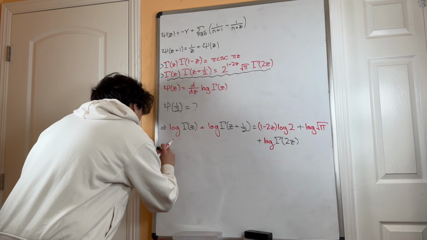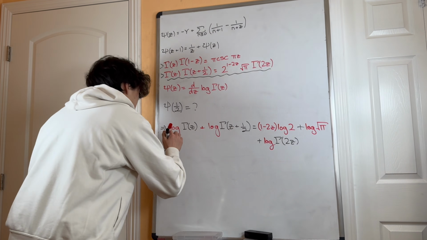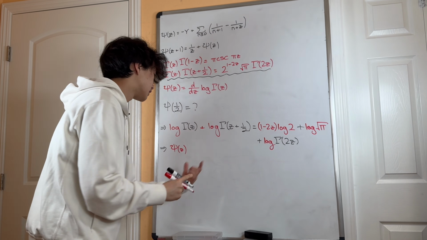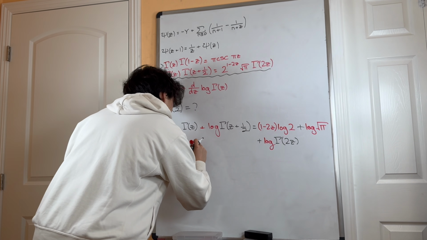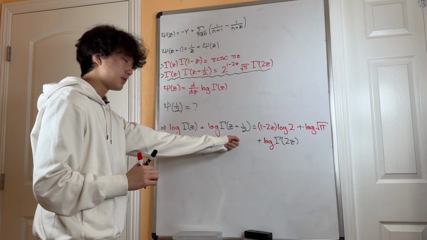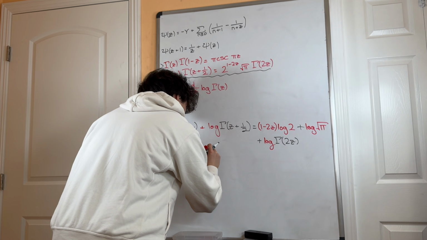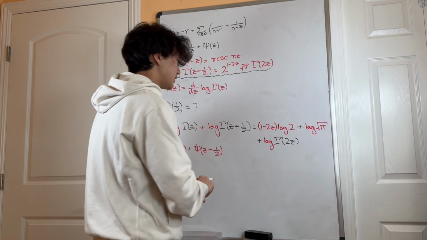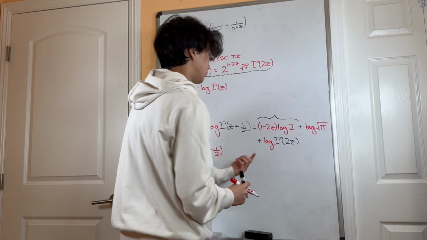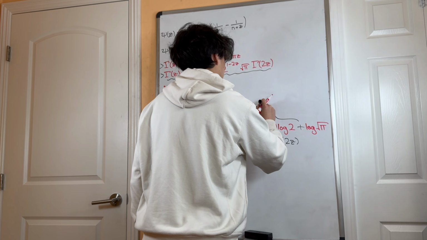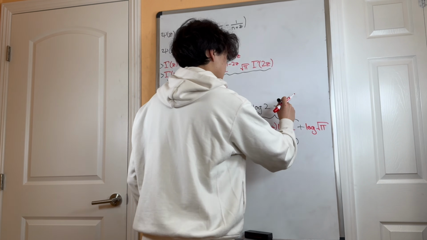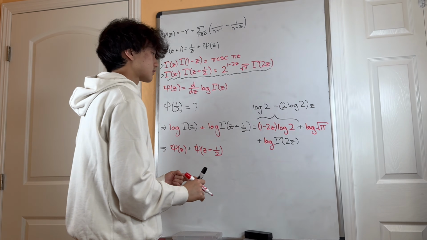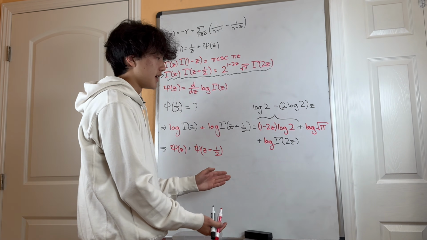Now, when you take the derivative of this, you just get, by definition, digamma of z. When you take the derivative of that, once again, by definition, you get the digamma function, except the argument is z plus 1/2. On the right-hand side, this first term can be broken up into two parts if you distribute the log 2 in. You get log 2 minus 2 log 2 times z. So, if you take the derivative of the right-hand side, you notice a few things.